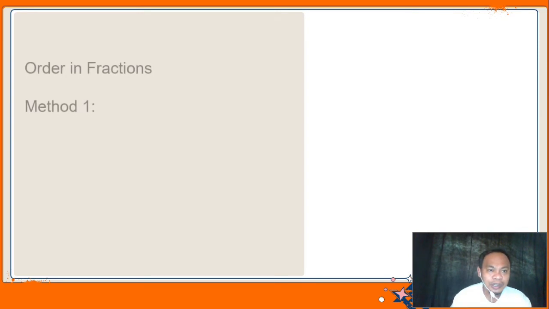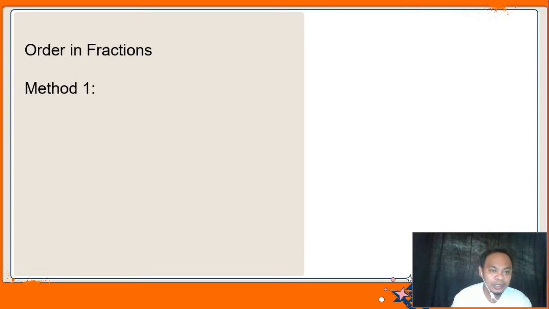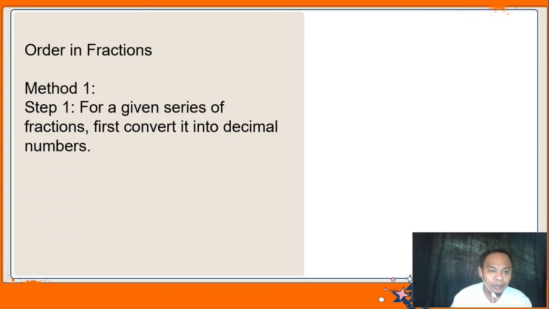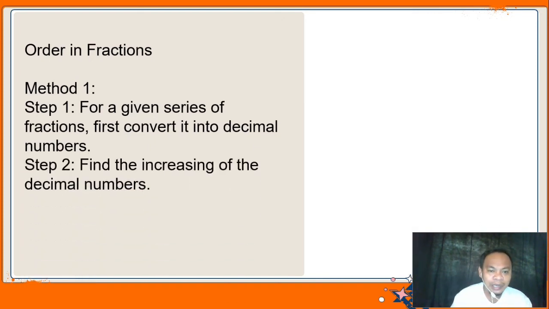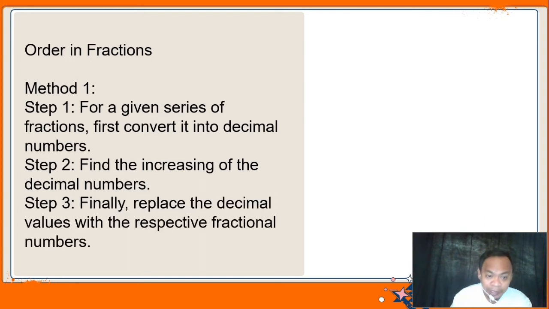Okay, so what if fraction yung binigay? So order in fraction, we have method number 1. Step 1, for a given series of fractions, first convert it into decimal numbers. And then step 2, find the increasing order of the decimal numbers. Finally, replace the decimal values with the respective fraction or fractional numbers.